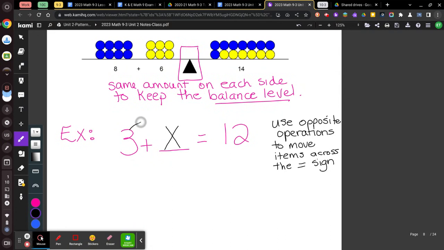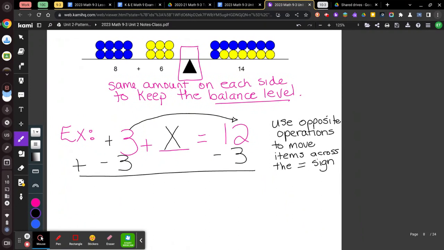So if I want to move that 3 where the 12 is, I need to do the opposite. Right now, he's a positive 3. How can I get rid of a positive 3? We're going to do the opposite of plus. What is the opposite of plus? Subtract 3. Subtract 3. And now we add straight up and down.